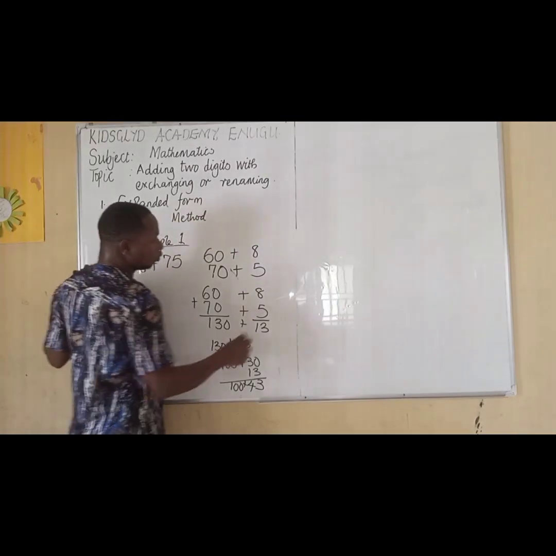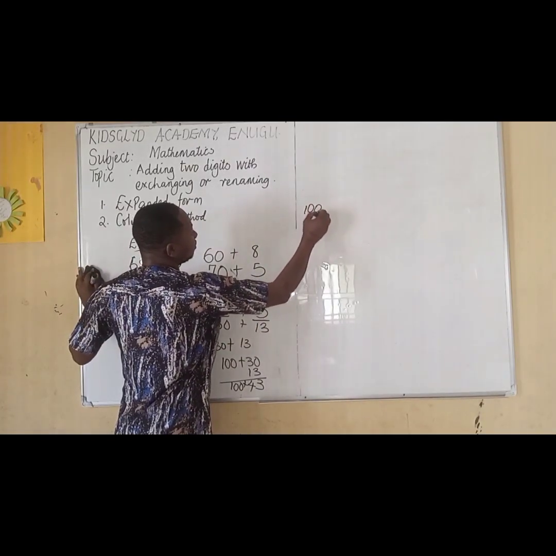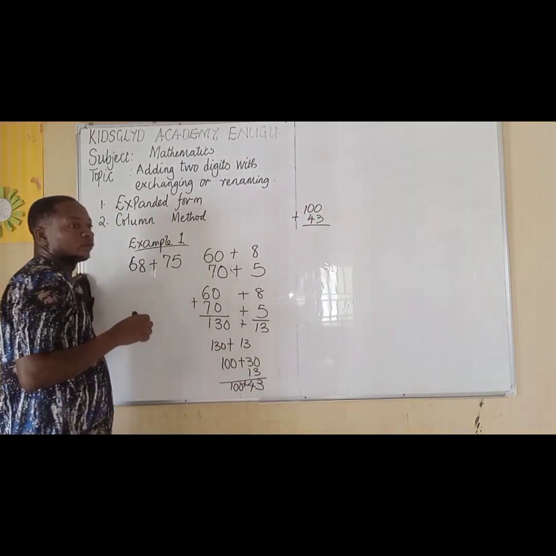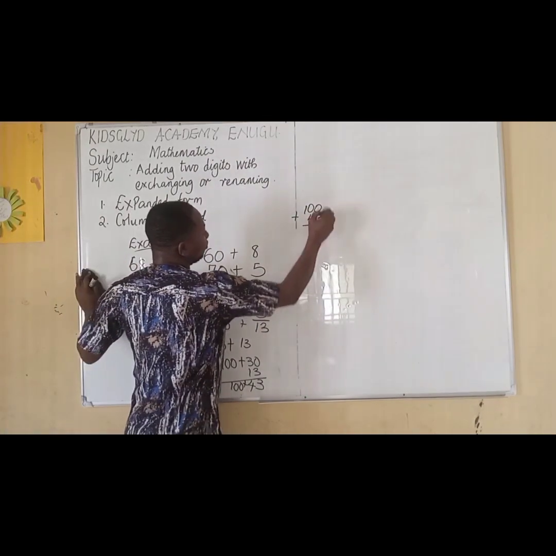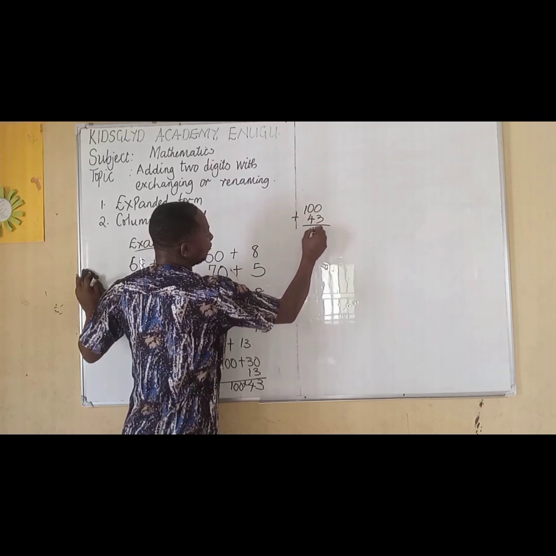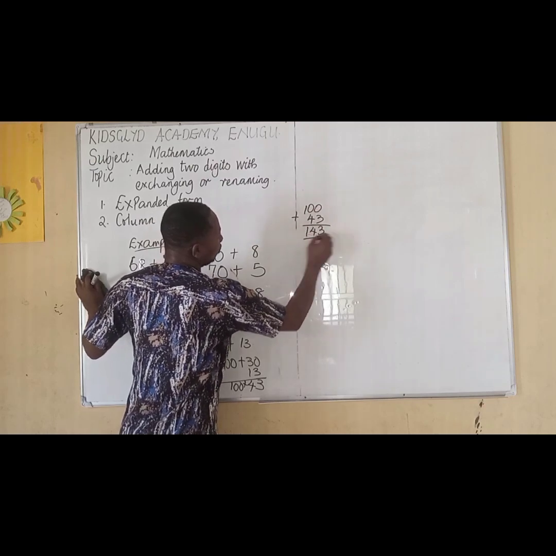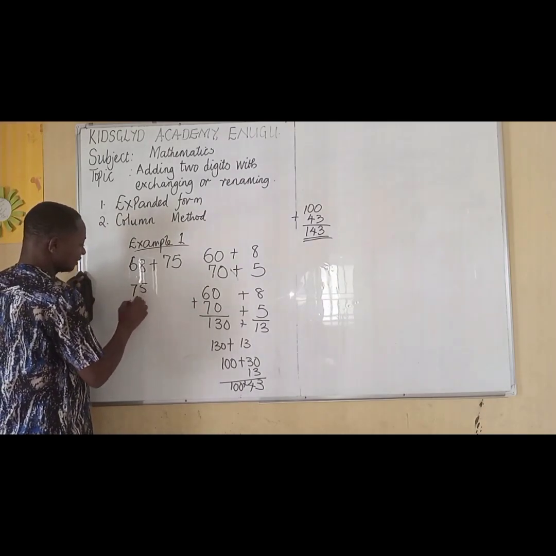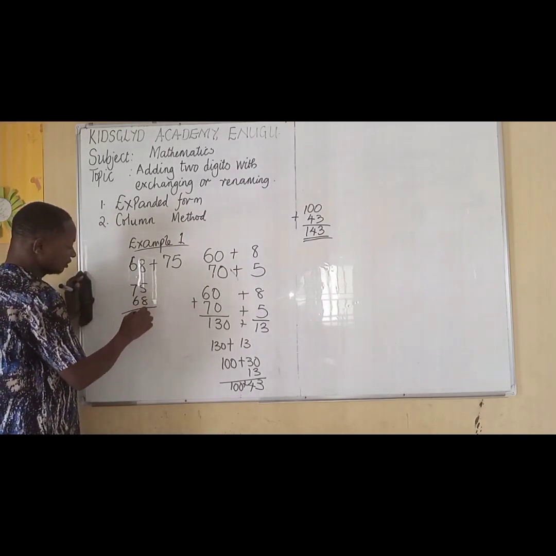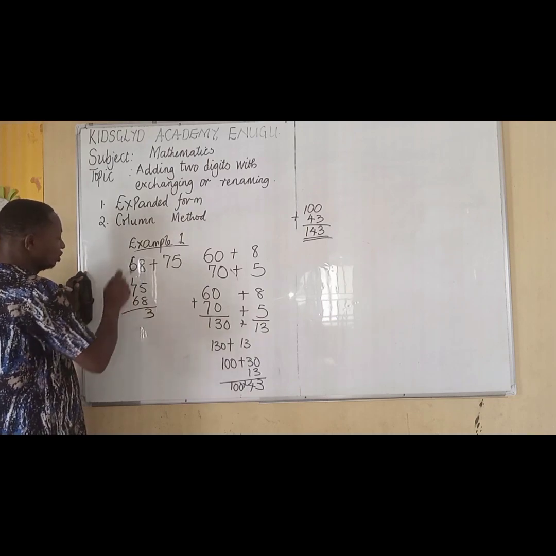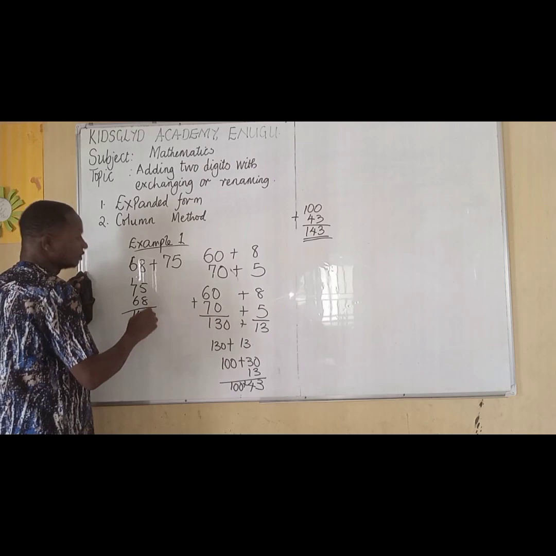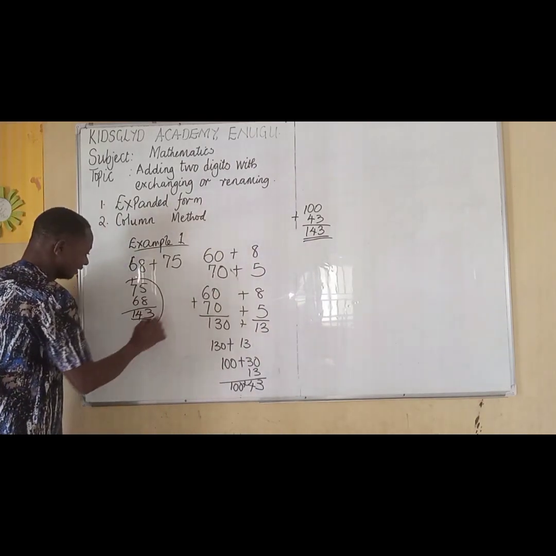So what we have now is what? 100 plus 43. What are we going to have? We bring down your 3, bring down your 4, bring down your 1. We still have the 143. The same thing we have here, 75 and 68. 5 plus 8 is 13, right? Take 1. 1 plus 7 is 8. 8 plus 6 is 14. It's the same thing we have here, just as short as this one is.